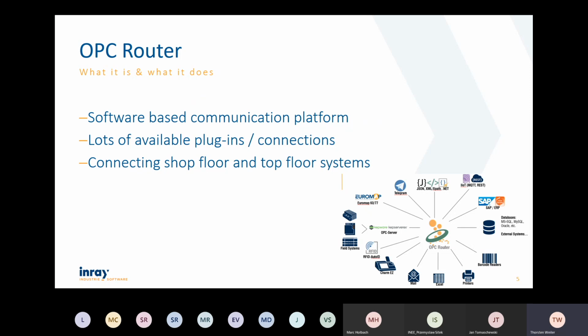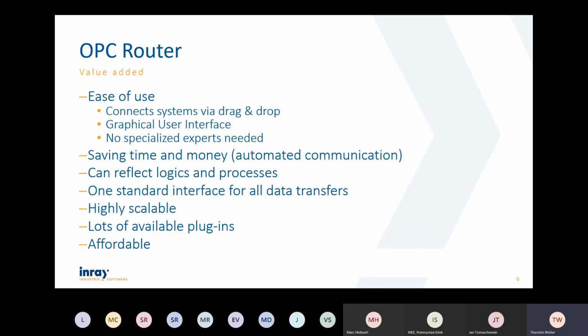OPC is, I think, still used in most projects, but it's not necessarily needed to work with OPC router. You can also, for example, just have a connection between SAP and your email system, or between a Domino printer and a Telegram messenger. Overall, OPC router can connect both shop floor and top floor systems.